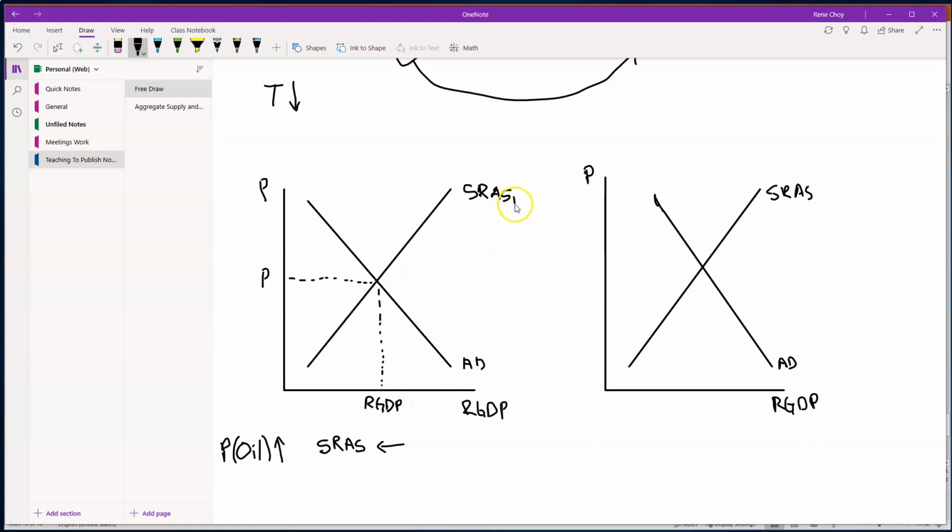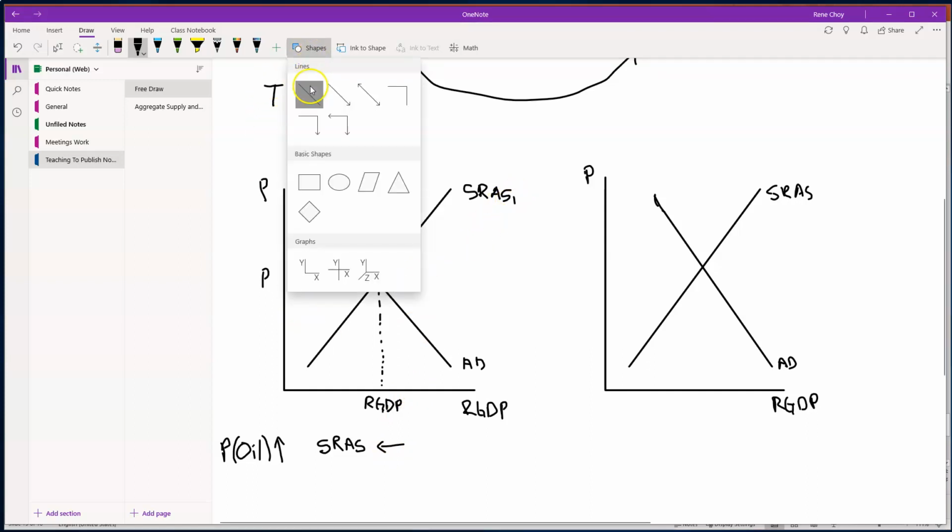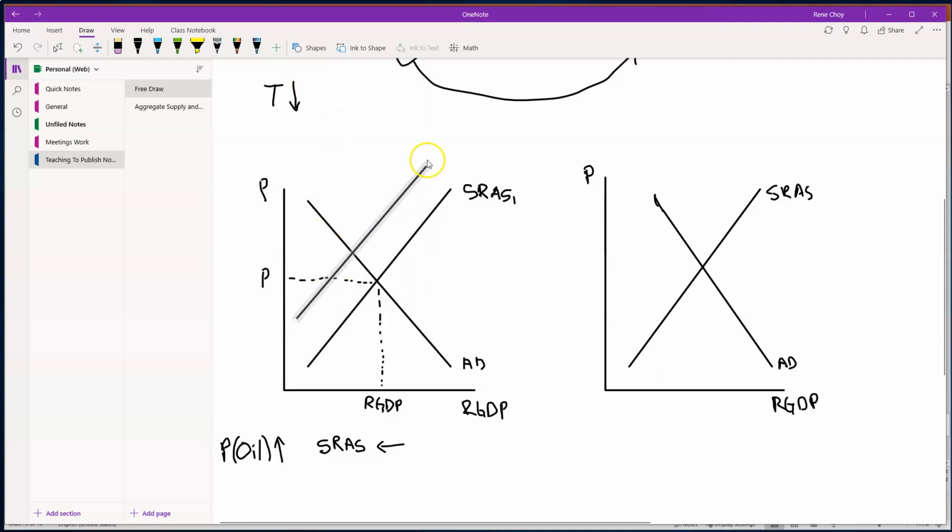Now, when your short-run aggregate supply shifts to the left, you end up with two sort of negative effects in the economy. So as our short-run aggregate supply is shifting to the left, notice that we would be moving along the aggregate demand towards this sort of higher level of prices, and then your economy will be experiencing at the same time a recession.